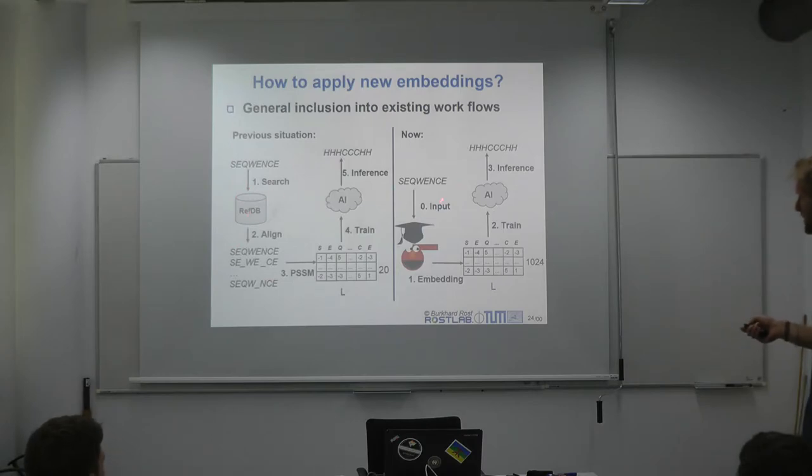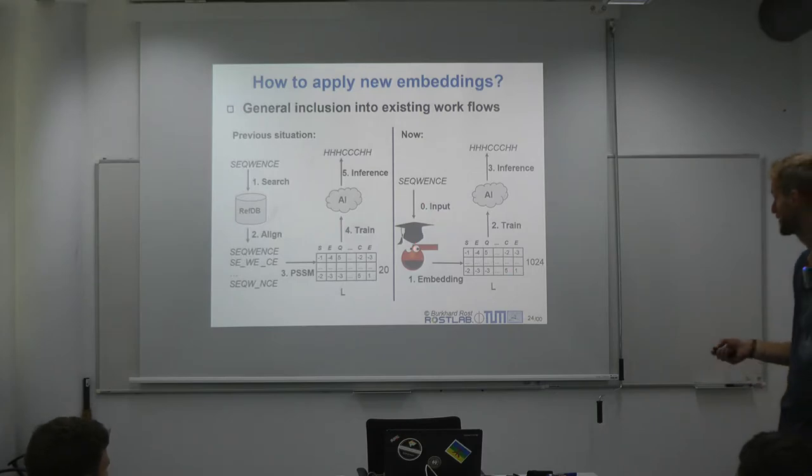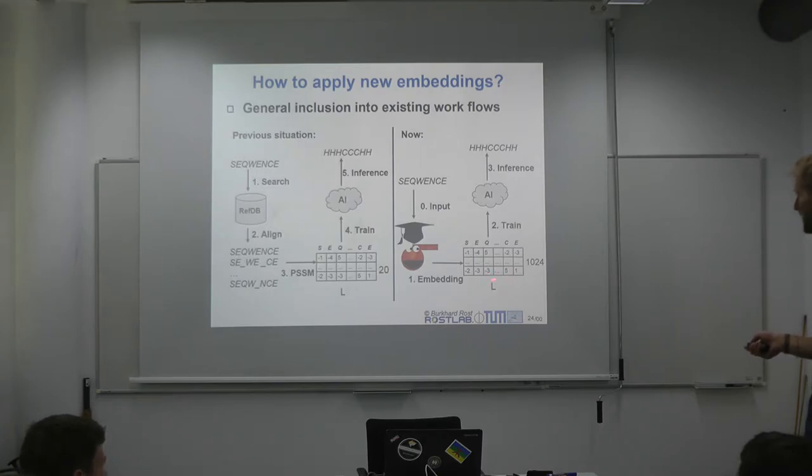And what we can do now is we just have a sequence, we plug it into the model and it spits out the embeddings. So what changed is actually the size of this matrix. We still have, of course, a matrix of size L, but now the feature dimension changed. In the case of PSSM, we always had 20 features which describe every position of the protein, indicating the log odds probability of observing different amino acids at this position. And now we have these distributed feature vector representations, in this case 1024.